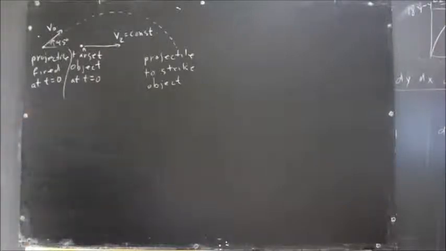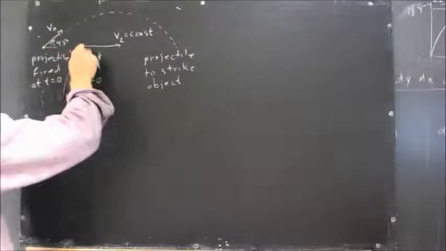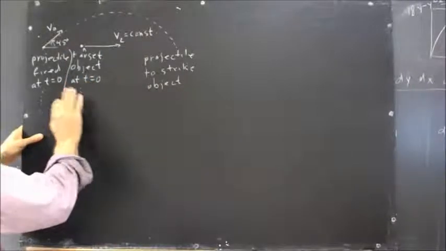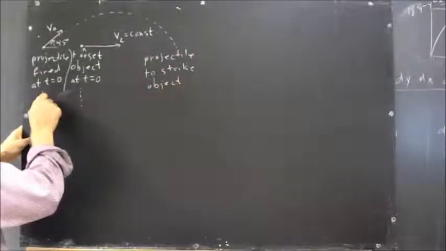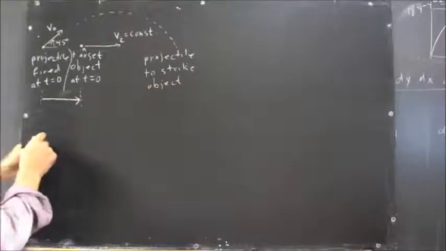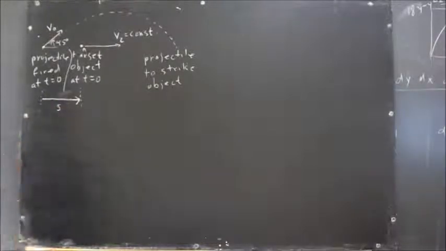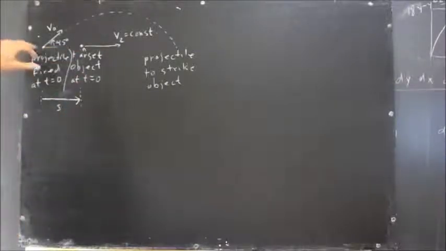I didn't label it on here, and the labeling is kind of messed up. Let's just say that this dotted line and this dotted line represent the horizontal positions of these objects, and this distance here is S. This is the separation of the projectile and the target object at time t equals 0.